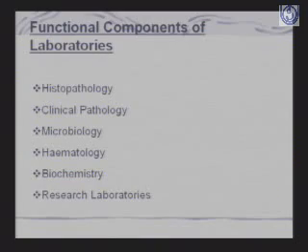If we look into the functional components of our laboratories, laboratories can be mainly divided into these 6 or 7 categories. Like, one is histopathology, clinical pathology, microbiology, hematology, biochemistry, and definitely the research laboratories where we have our animal models also.